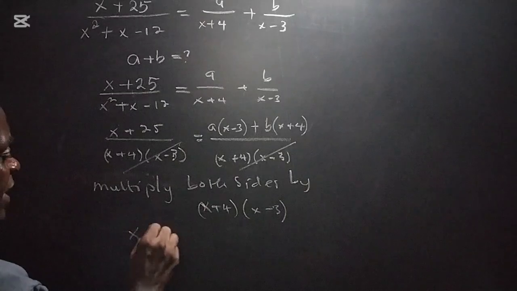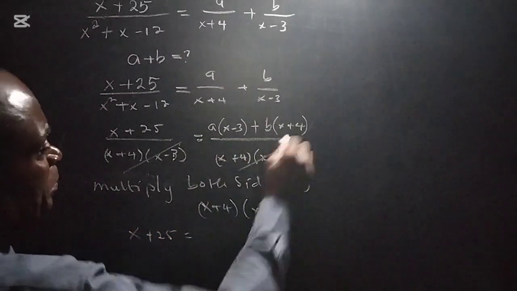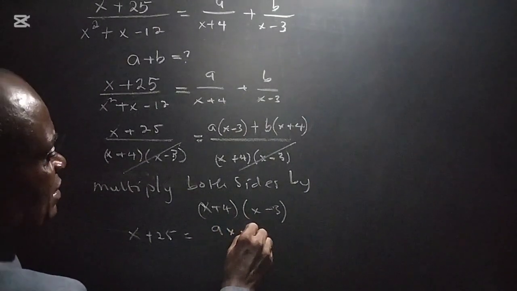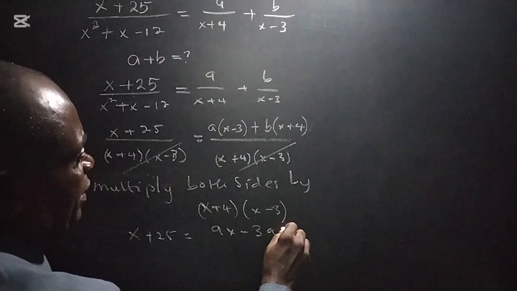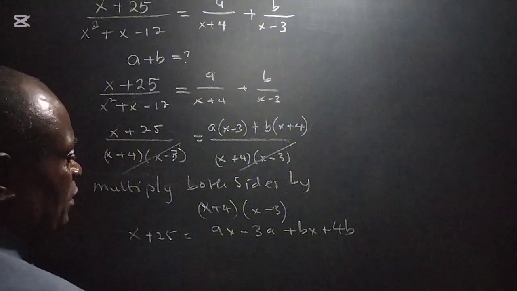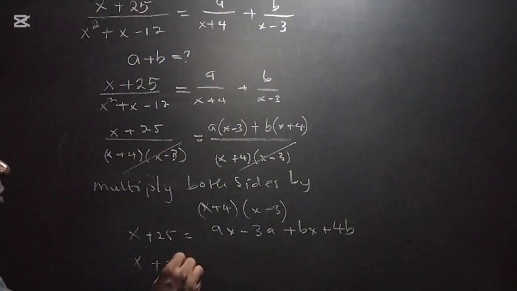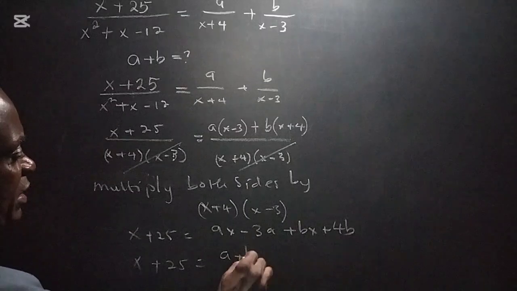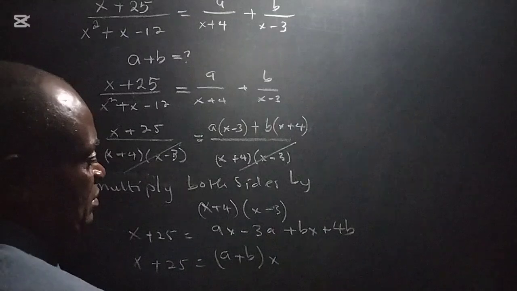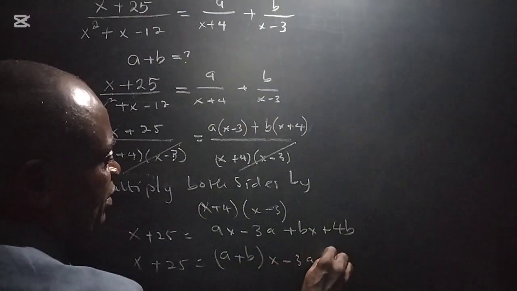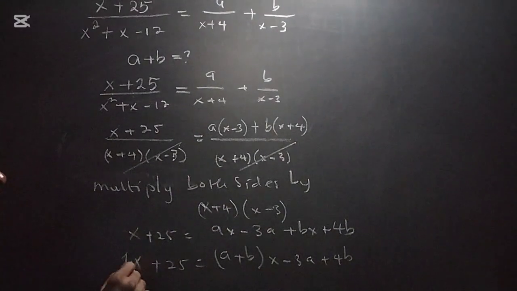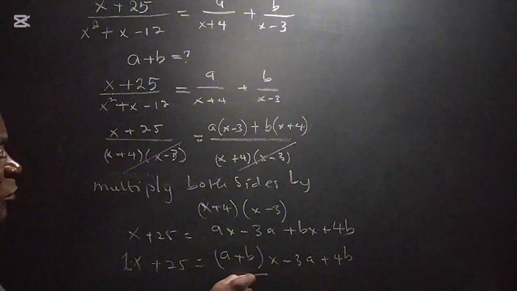So what we have is x plus 25 equals, if you open this bracket and rearrange, what you're going to have will be ax minus 3a, then we have plus bx plus 4b. So we have x plus 25 equals a plus b, all right, you factor x out since both of them contain x, then you have minus 3a plus 4b. From here, in front of x, there is 1 there. 1 is multiplying x.